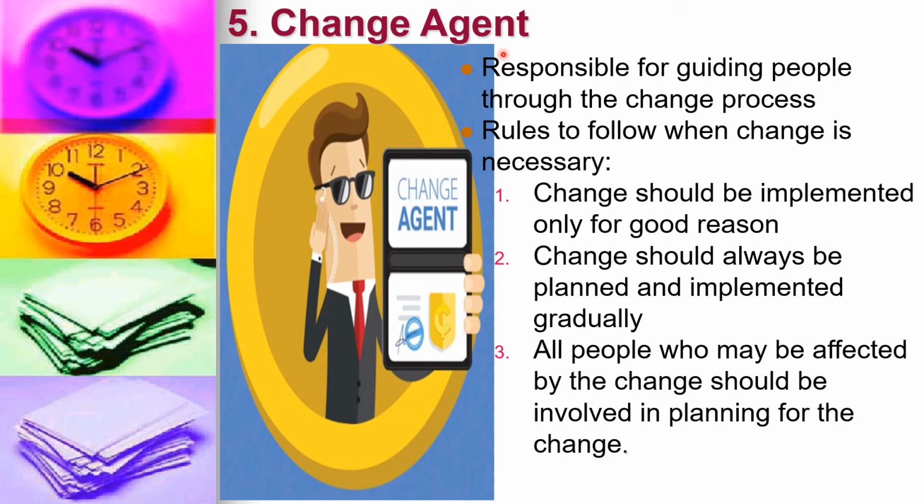A nurse manager should act as a change agent in the unit. So this involves guiding people through the change process. When guiding people through the change process, a nurse manager has to follow three important rules. The first rule is change should always be implemented for good reason. Change should be implemented gradually and should be planned appropriately before implementation. All people involved in the change should be involved in planning before the change is implemented.